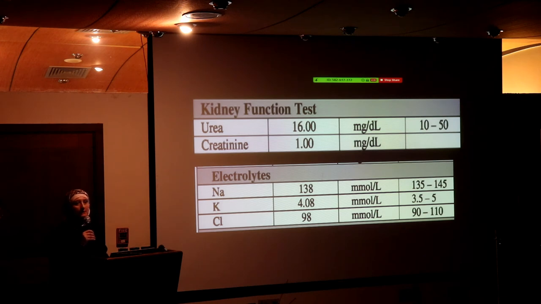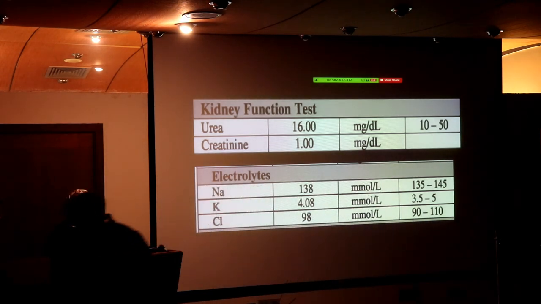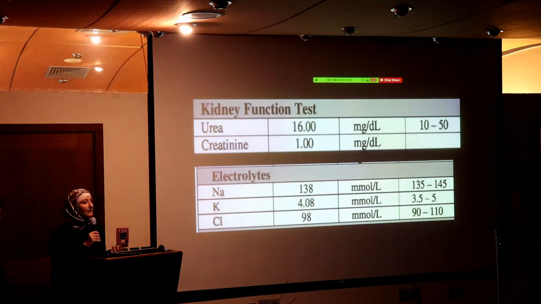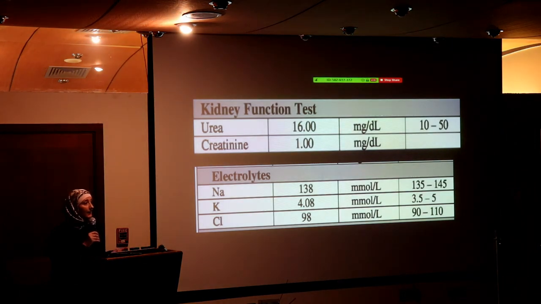NSAID nephrotoxicity is not one entity. It's a spectrum of disease with different manifestations. A lot of us confuse this with what we call chronic analgesic nephropathy. If he used it for 3 or 4 or 7 days, how can he get acute kidney injury from analgesia? He's not the prototype you would consider high risk for NSAIDs. He's young with no other comorbidities. But I need to focus on acute kidney injury from NSAIDs.